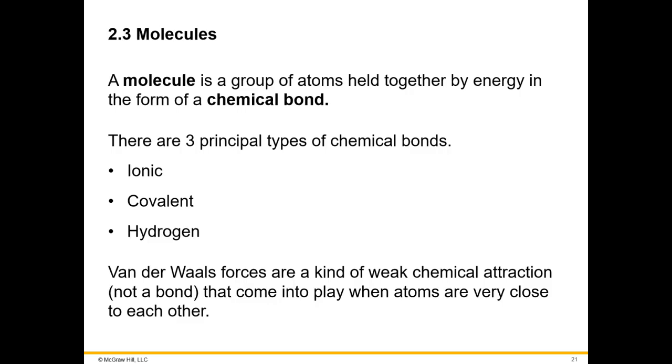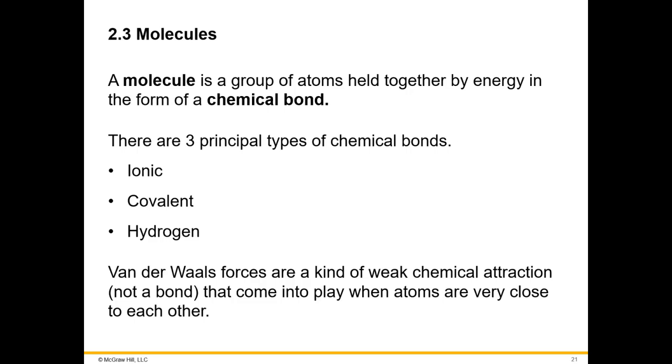A molecule, when we use that word, we're just talking about a group of atoms that are held together by energy, and that energy is in the form of a chemical bond. So once we have an atom that is holding on to another atom and they're bound together, that's a molecule. Then we could keep adding atoms and that's still considered a molecule. So just basically atoms that have chemical bonds connecting them.